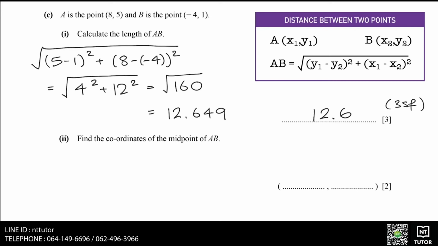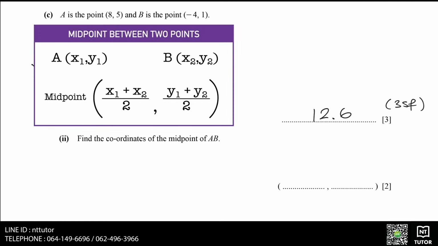Find the coordinates of the midpoint of AB. We also have a formula for the midpoint between 2 points, which is just the average of the x coordinates and the average of the y coordinates. And that is just x1 plus x2 divided by 2 and y1 plus y2 divided by 2. So all we need to do at this point is substitute our x coordinates and our y coordinates into this formula.